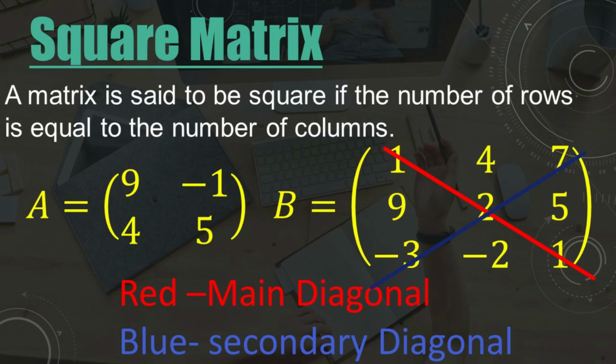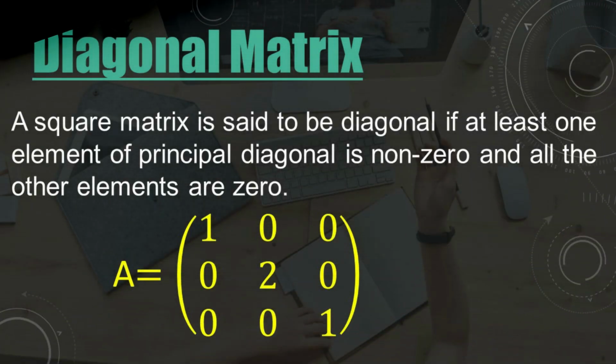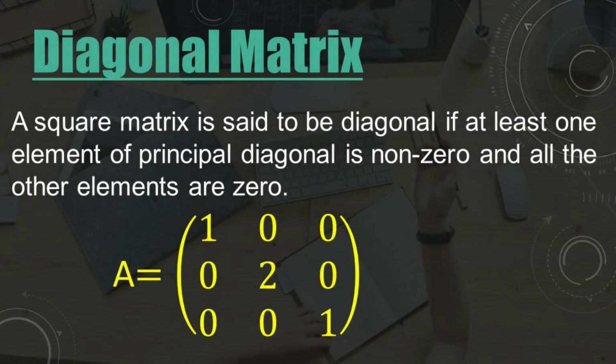Okay, so the next one is diagonal matrix. A square matrix is said to be diagonal if at least one element of the principal diagonal is non-zero and all other elements are zero. It's like 1 0 0, 0 2 0, 0 0 1. So here at least one element of the main diagonal should be non-zero. This is the diagonal matrix.